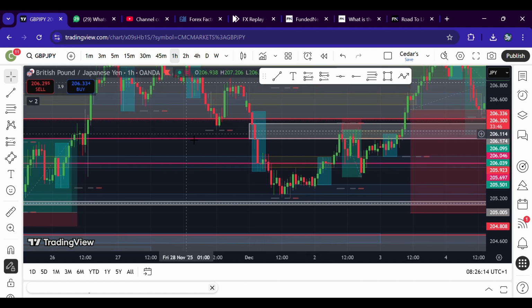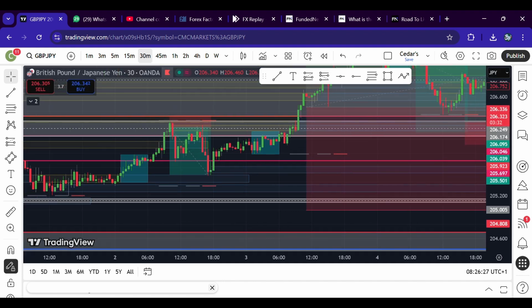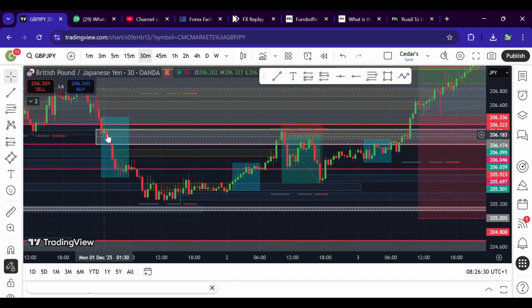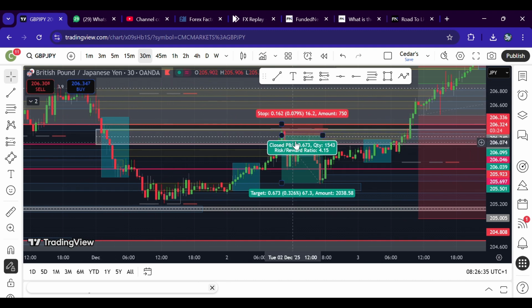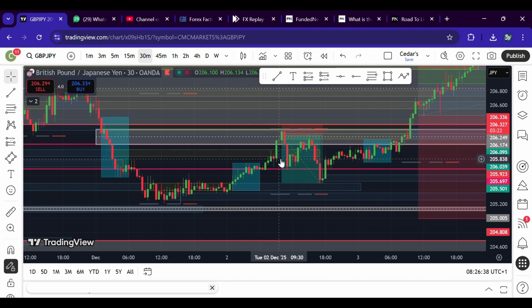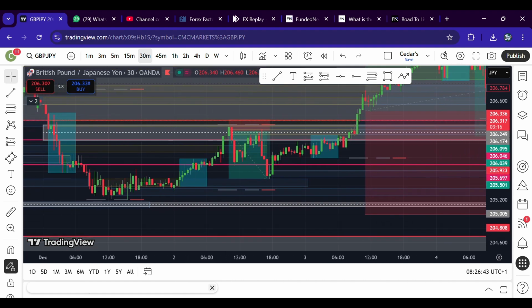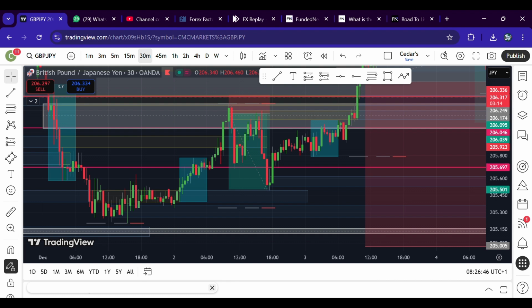As you can see, there was a change of character on the hourly to the downside, and it created this hourly fair value gap. And scaling to the 30 minutes, you could see a beautiful order block right here, marked it out, and you see price did come in. I didn't rush my entry immediately. I waited for a break of structure. It would actually have been a sniper entry if I wasn't greedy. Actually, my greed made me lose.